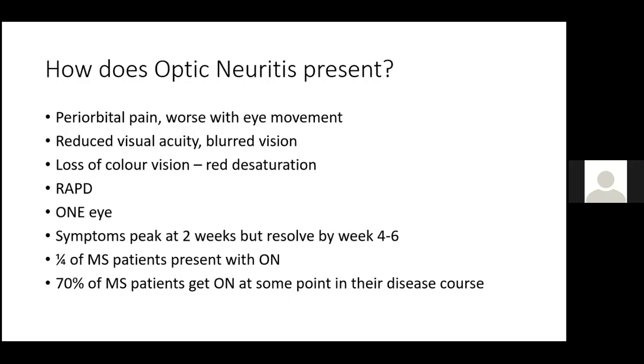Again, it's usually one eye, unilateral, and symptoms peak at about 2 weeks, but then resolve by weeks 4 to 6. So a quarter of MS patients present with optic neuritis, and 70% of MS patients get optic neuritis at some point in their disease course.